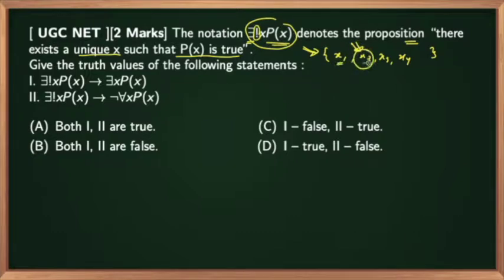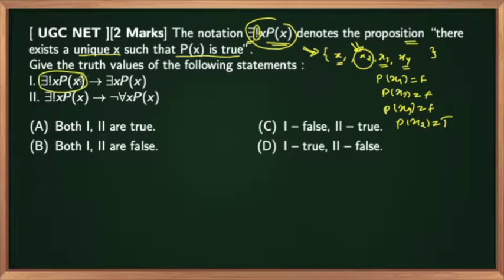then all other values should be false, right? So p of x1 should be false and p of x3 should be false and p of x4 should be false, p of x2 is true. Okay, so exactly one of these should be true. That is the meaning of unique x such that p of x is true. Okay, now if that is true, that means there exists a p of x that is true, right? Because if there exists a unique x, that means at least one x is true. So the first one is true.